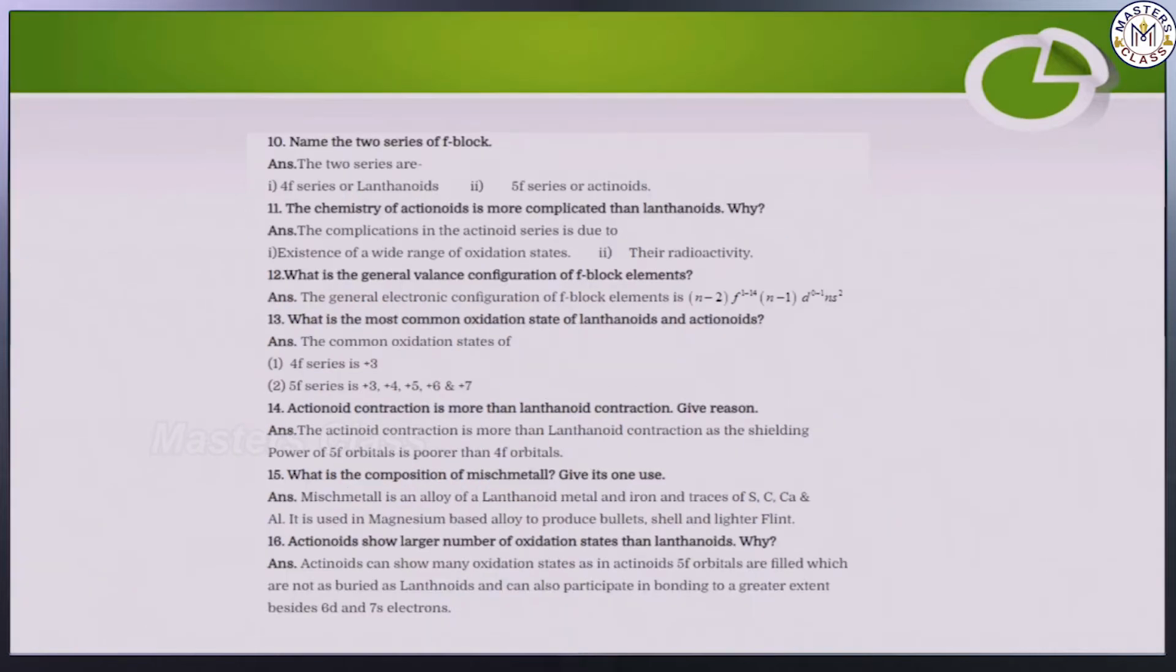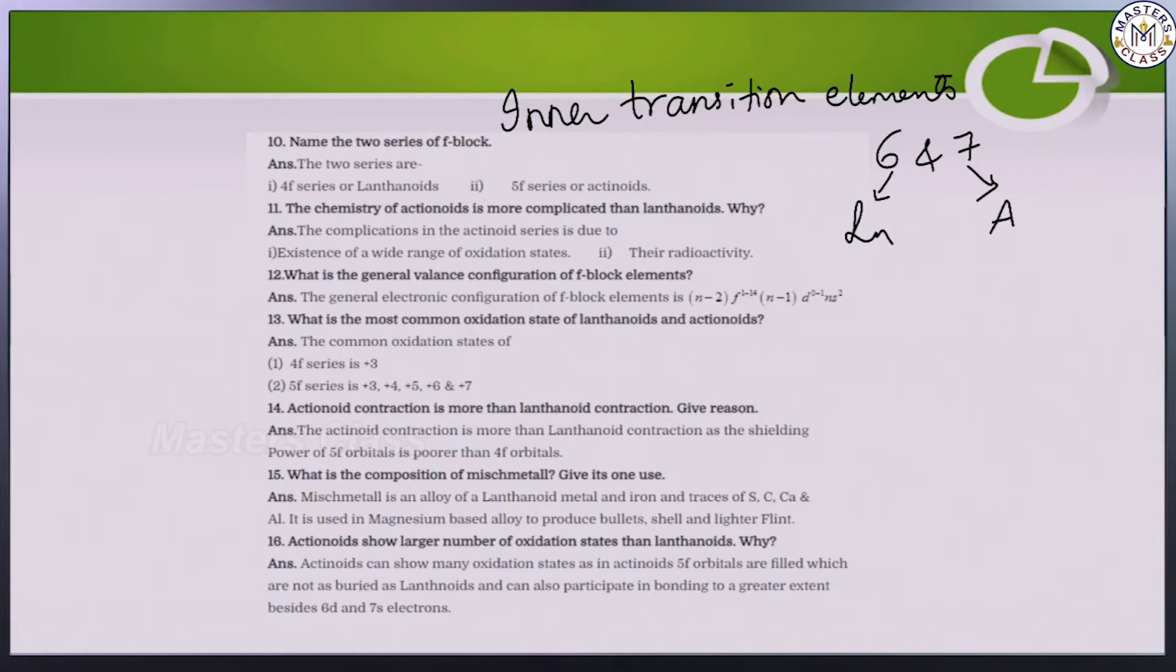Name the two series of F blocks. So F blocks are also known as the inner transition elements. So inner transition elements actually belong to 6th and 7th period of periodic table. So the 6th period we call the lanthanoid series, the 7th period the actinoid series. They have the f orbital in the antipenultimate shell. So that is 4f for the lanthanoid and 5f for the actinoid.